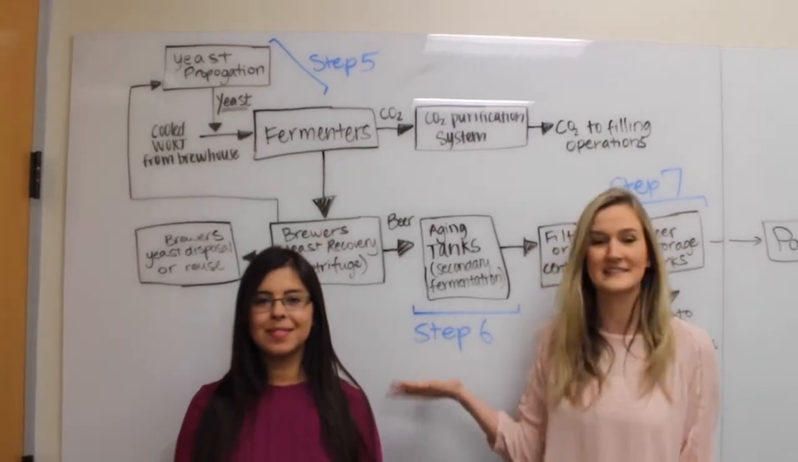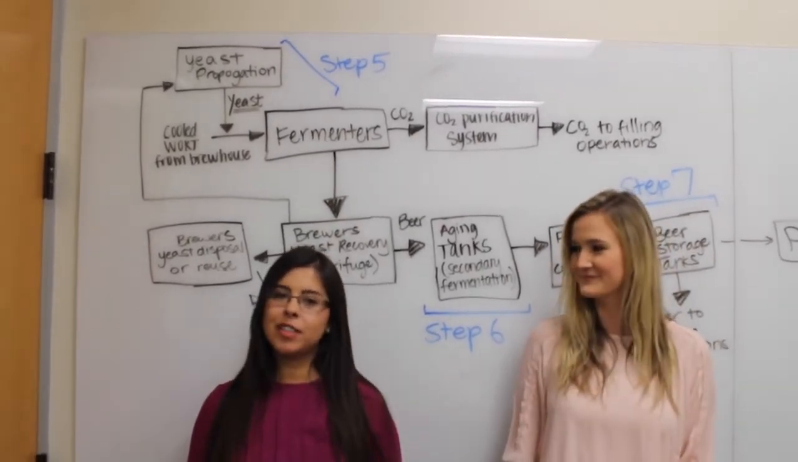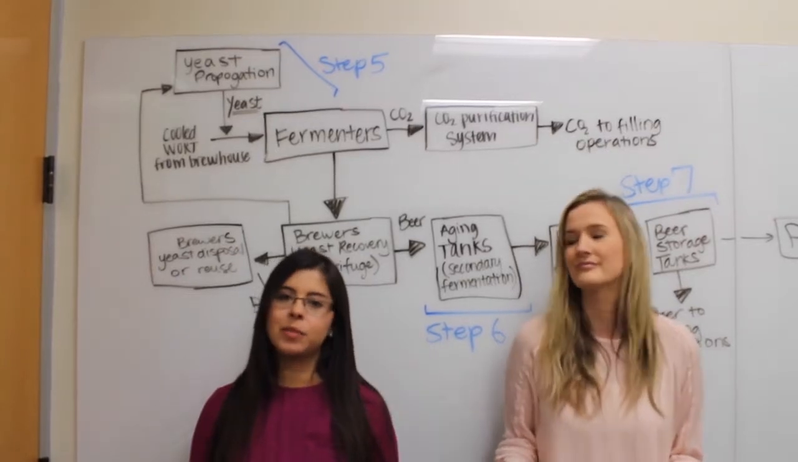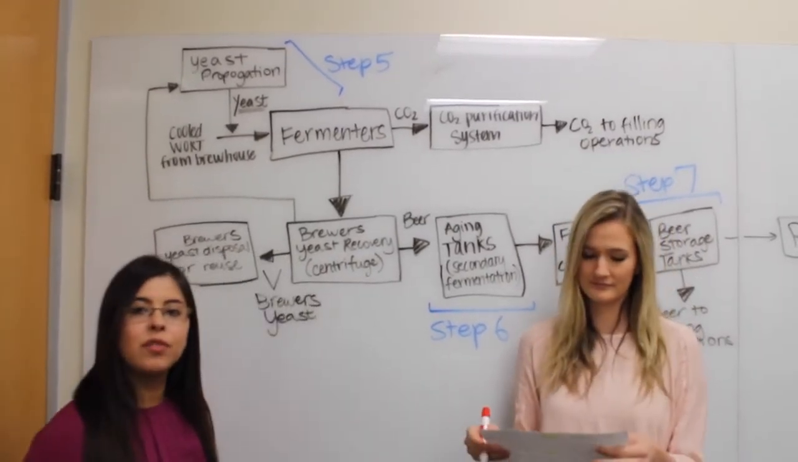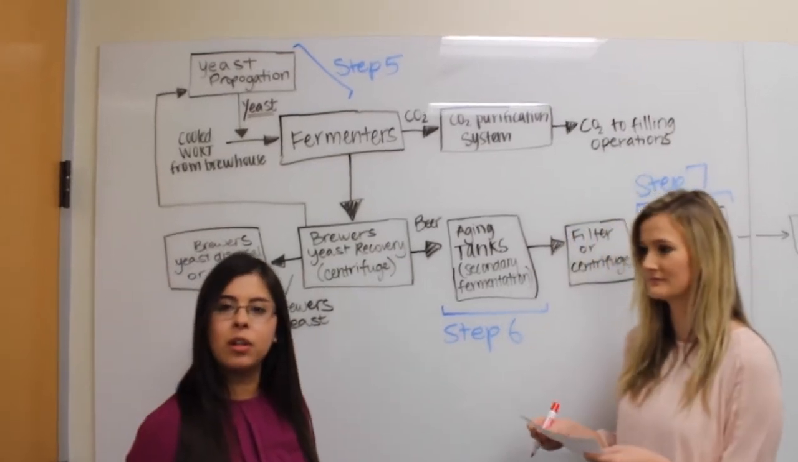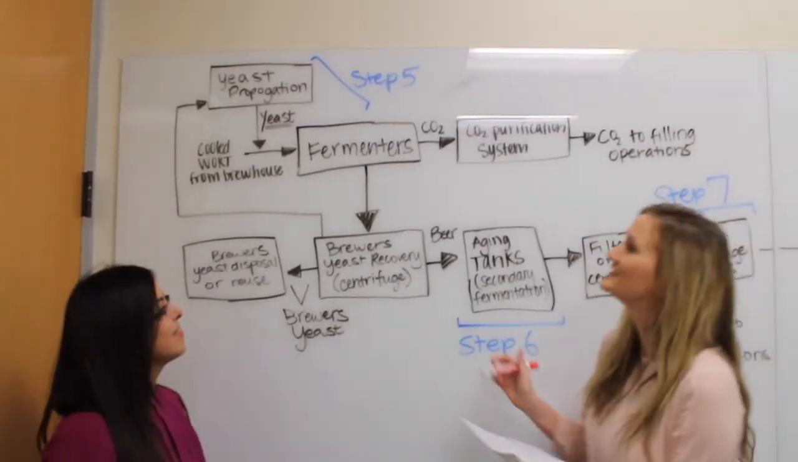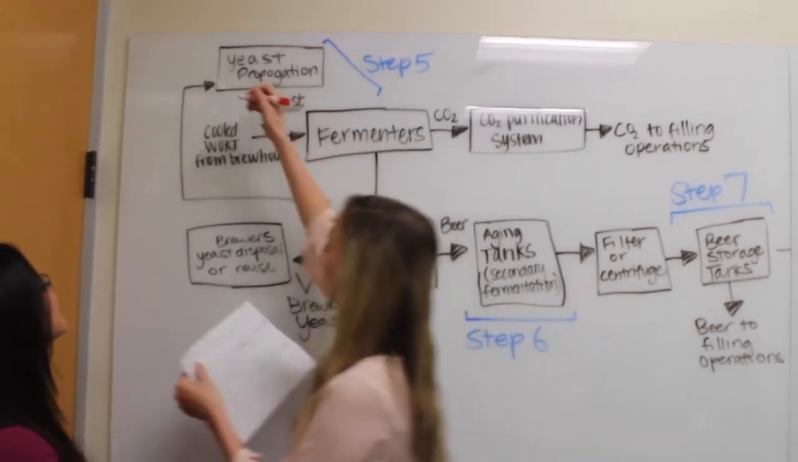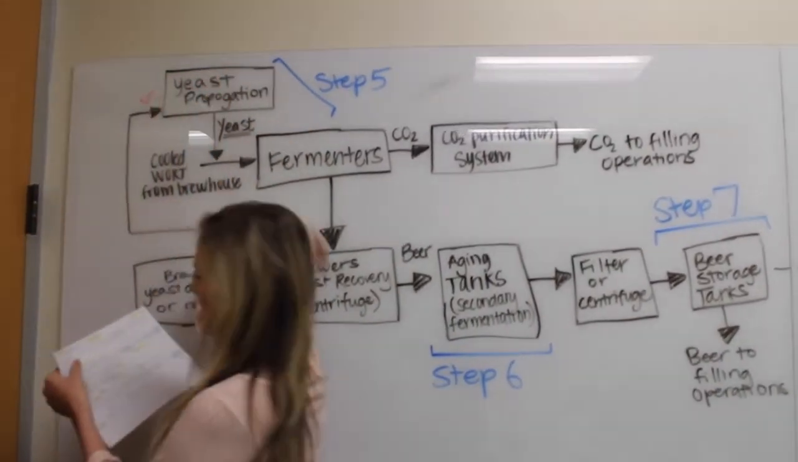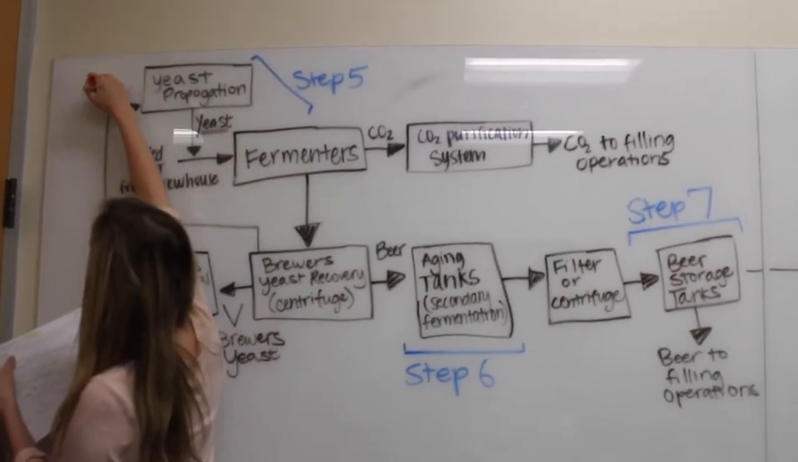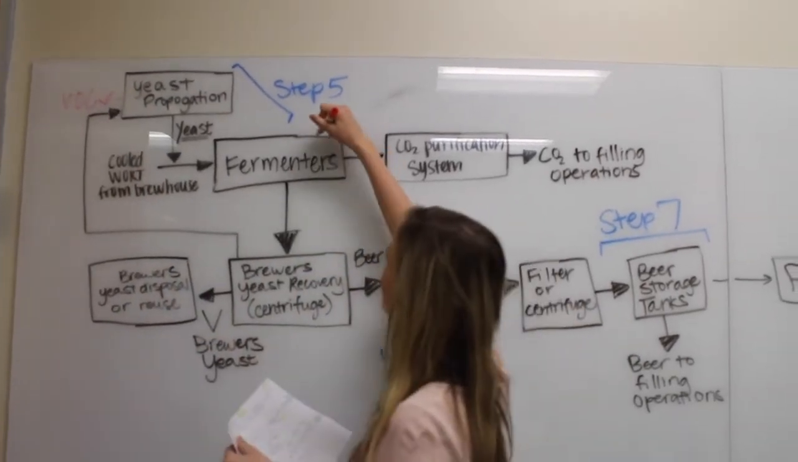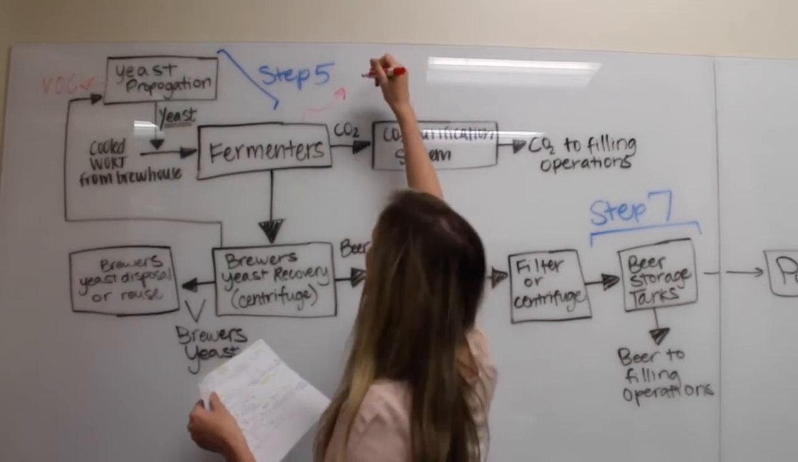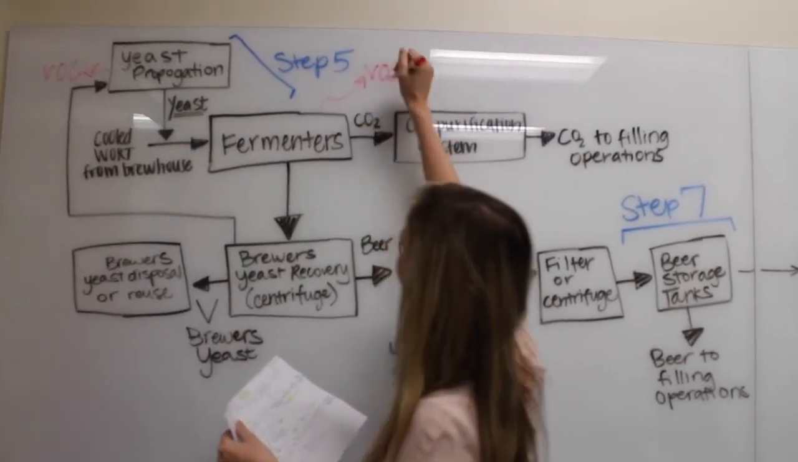Now we are at the fermentation process. The first step in the fermentation process is primary fermentation, where yeast are added to the worts in order to break down the fermented sugars into ethyl alcohol, carbon dioxide, and water. So from the yeast propagation, we have some emissions. We mainly have VOC emissions from the yeast propagation, and then from the fermenters, we see VOC emissions once again.